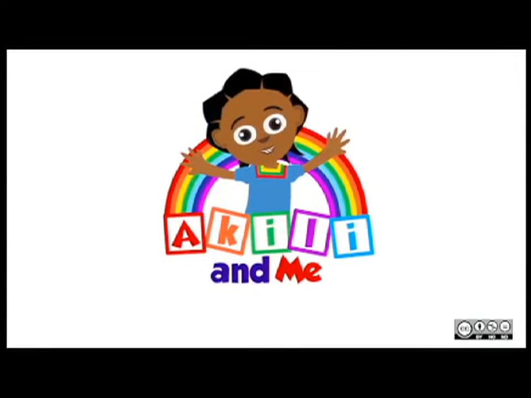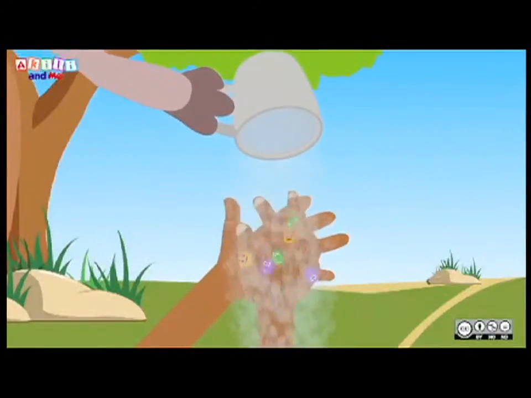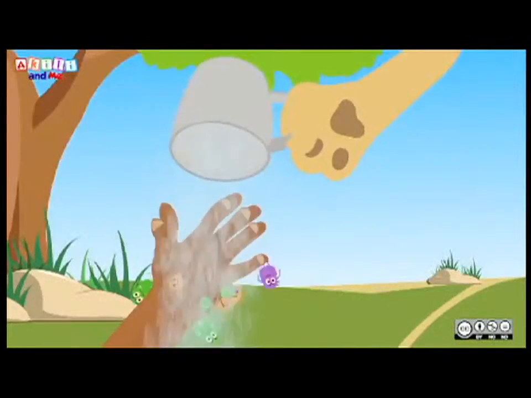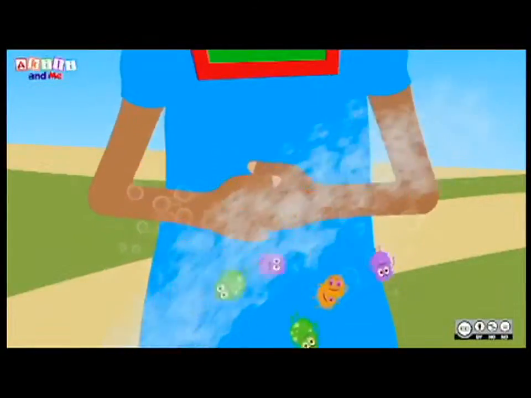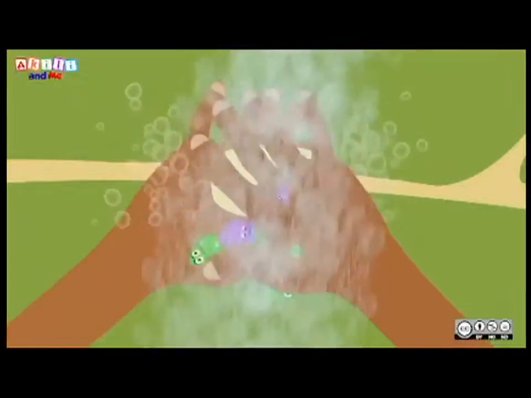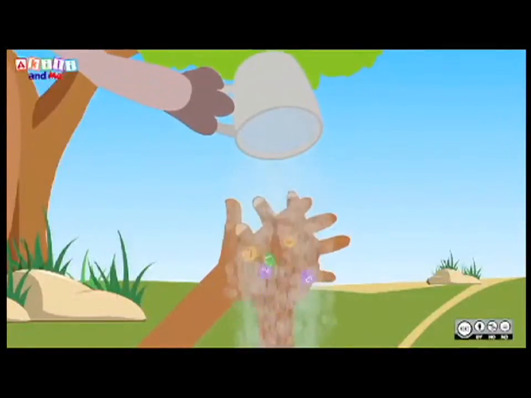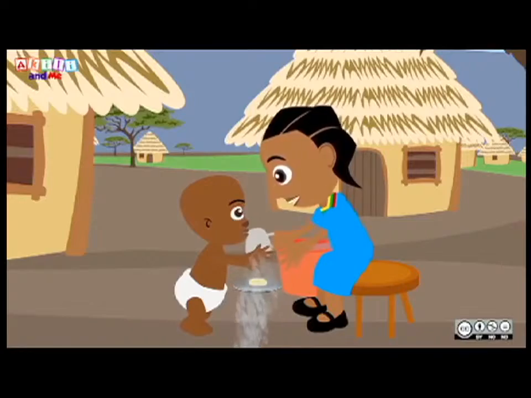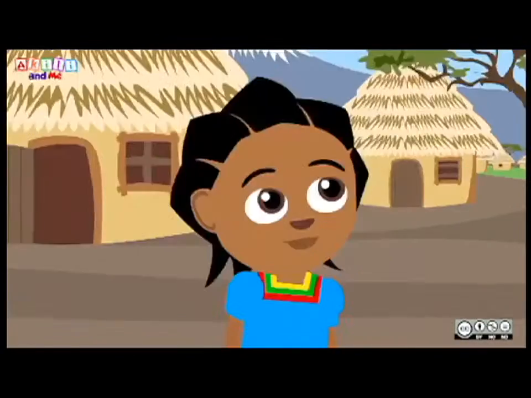We love to wash our hands, and this is how we do it. Wash, wash with clean water. Scrub, scrub, scrub with soap. Rinse, rinse with clean water, and then the germs will go.